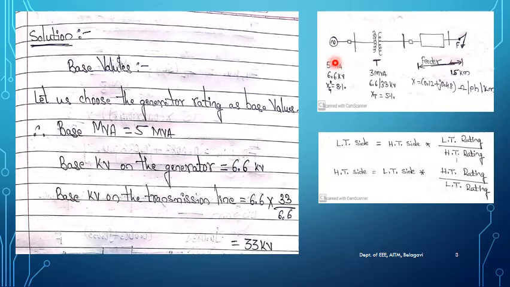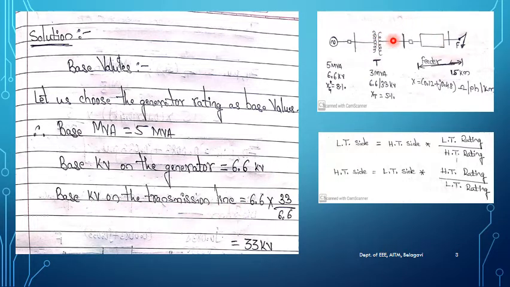According to that, our base MVA will be equal to 5 MVA. This is the 5 MVA given for the alternator. Then the base kilovolt on the generator will be equal to, this is the voltage given for the alternator, so we are going to consider its base voltage as 6.6 kilovolt. Now let us find the base kilovoltage of the transmission line.